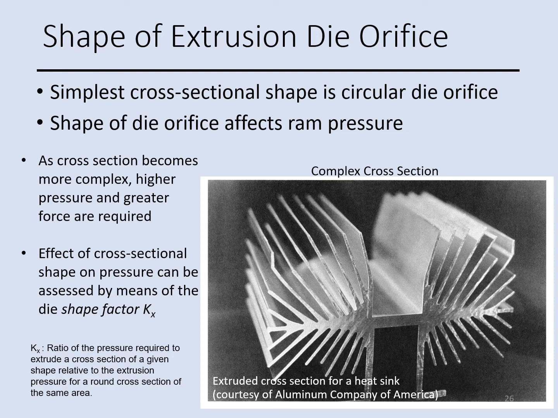The next important factor in the extrusion process is the shape of the die orifice. The shape of the die orifice affects the ram pressure, and the simplest cross-sectional shape is the circular die orifice.